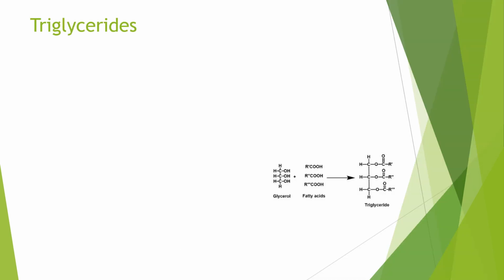Next, let's discuss triglycerides. So the structure. Triglycerides are composed of 3 fatty acid molecules bonded to a single glycerol molecule. These fatty acids and glycerol are linked through ester bonds, which form a crucial part of their structure.